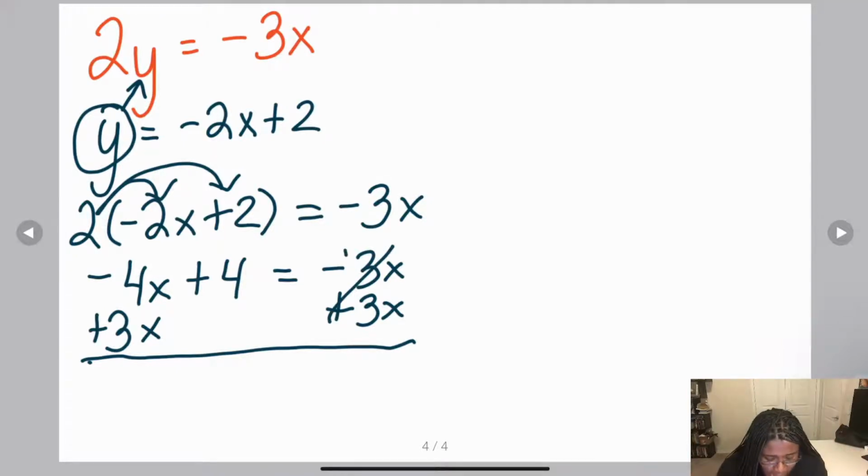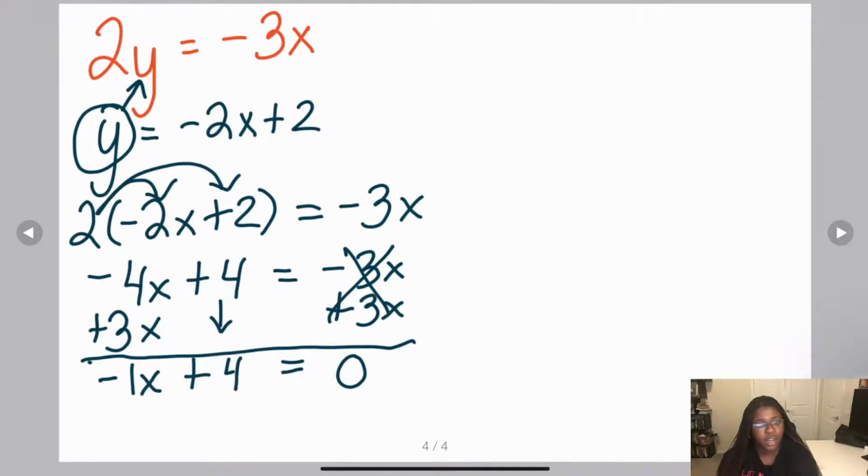So on this side, negative 3x plus 3x is going to be 0. So we can put 0. That's fine. We're going to bring down our 4 because we didn't do much with it. And then negative 4x plus 3x will actually give you negative 1x or just negative x, depending on how you want to write it. It's no big deal. So now we're getting closer and closer to having your x's on one side and your numbers on another. But in this problem, we still have that plus 4.